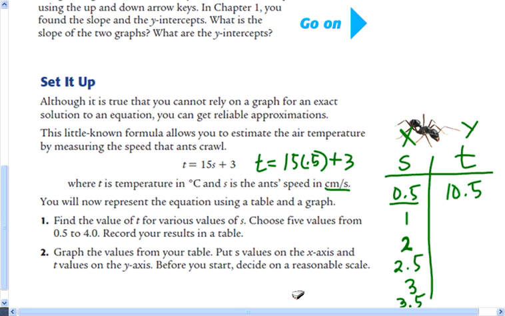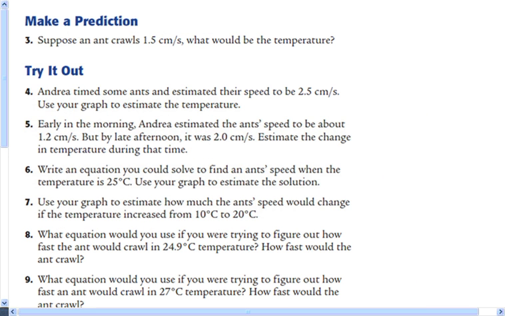All right, and then it says graph the values. So the few values you have, make a graph with those, and this relationship is linear. We know that the coefficient 15 represents the slope of your line, so you should get a straight line that you can connect when you make your graph. And then you can go ahead and answer these questions, and we'll work on those in class.